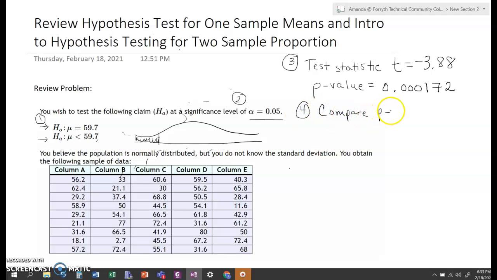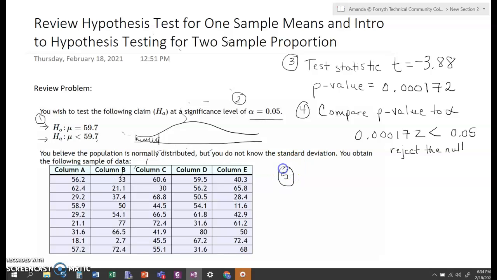Our fourth step, we want to compare the p-value to alpha. And so we have 0.000172 and 0.05. And so our p-value is much less than the significance level. So we want to reject the null. That is our formal conclusion.